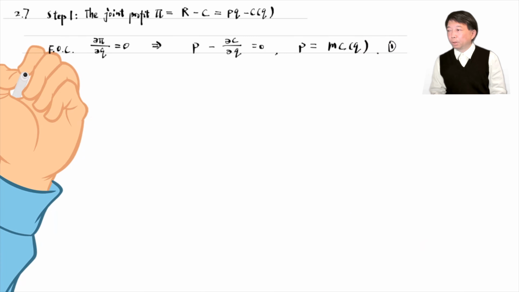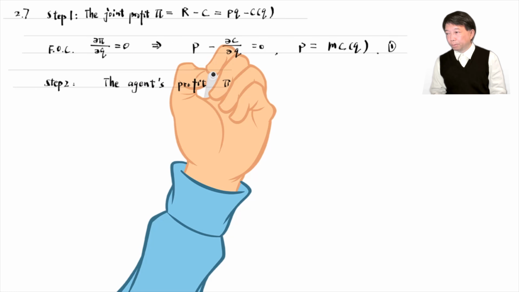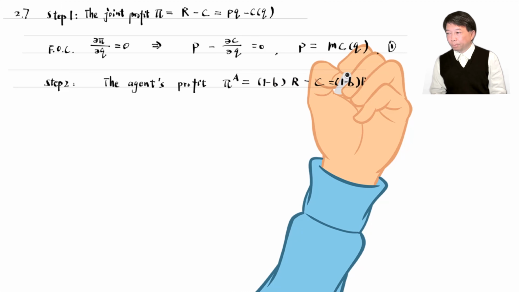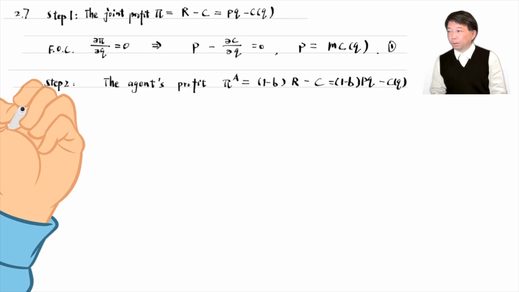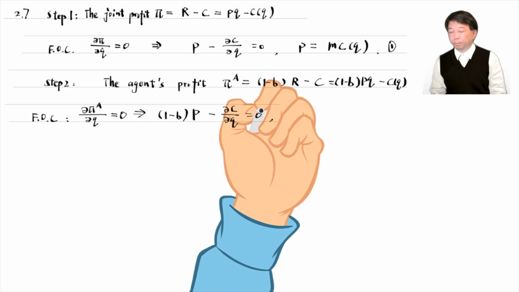In the second step, we find the agent's choice. The author is the principal and the publisher is the agent. The agent's profit pi A is as follows. It maximizes its profit, and it leads to equation 2.